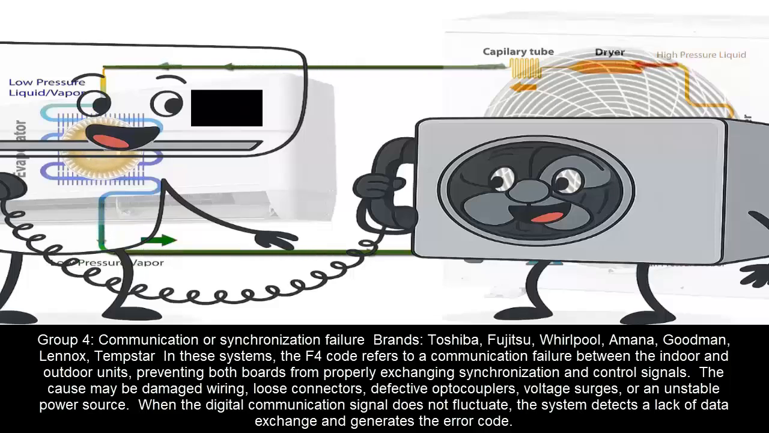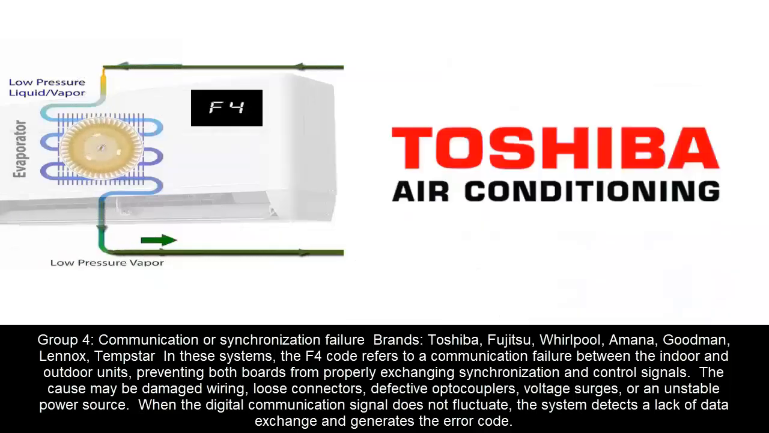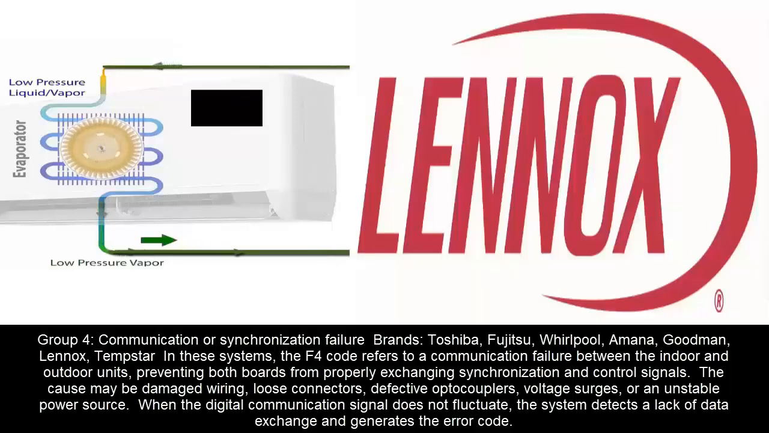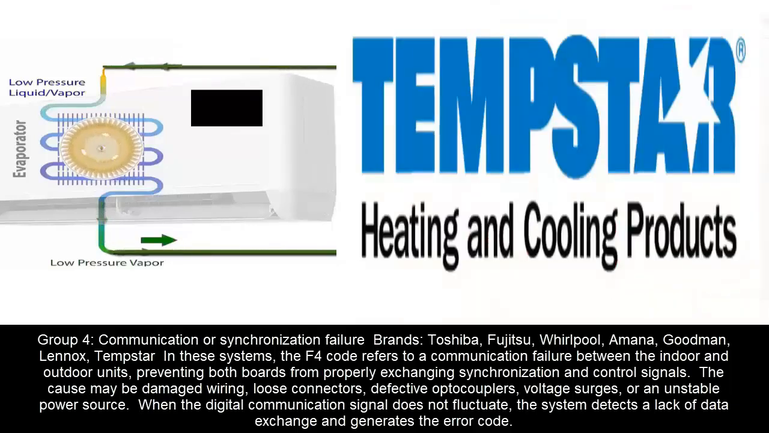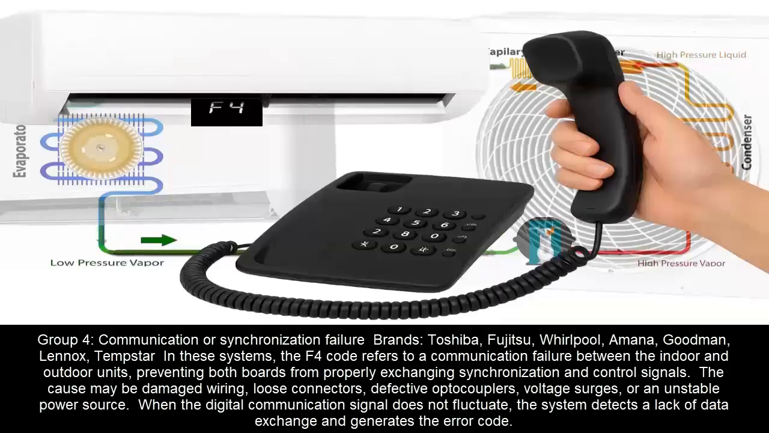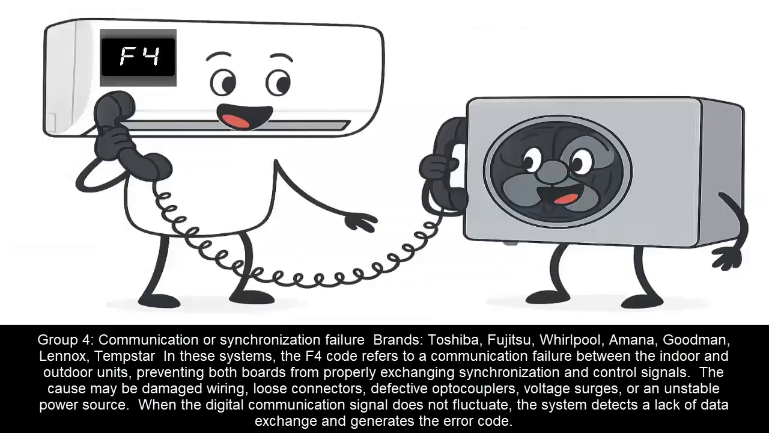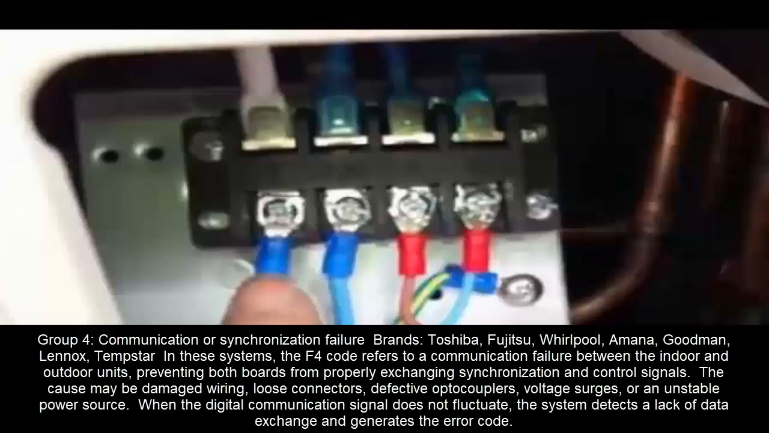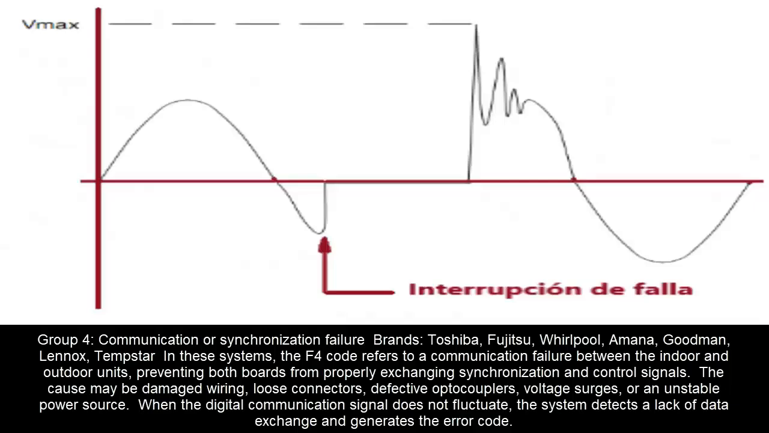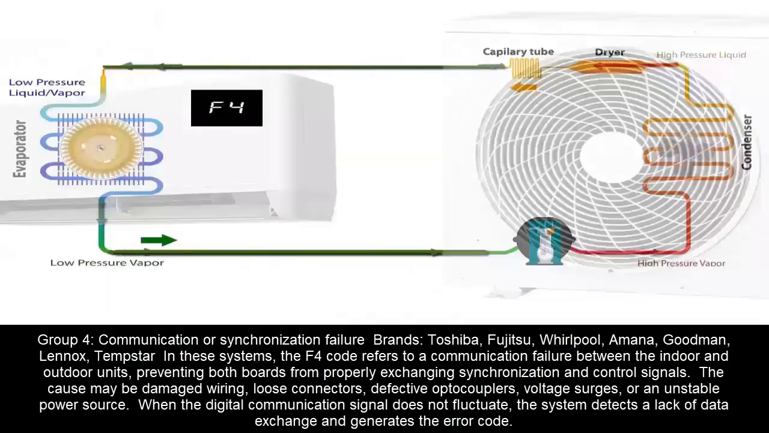Group 4. Communication or synchronization failure. Brands: Toshiba, Fujitsu, Whirlpool, Amana, Goodman, Lennox, Tempstar. In these systems, the F4 code refers to a communication failure between the indoor and outdoor units, preventing both boards from properly exchanging synchronization and control signals. The cause may be damaged wiring, loose connectors, oxidized contacts, or deteriorated electronic circuits. In many systems, the interruption of data exchange triggers the F4 code.